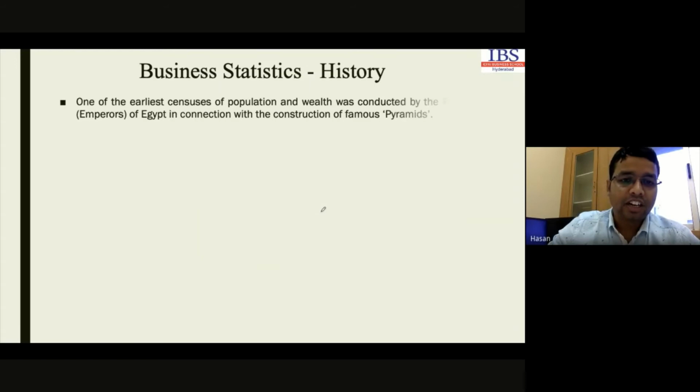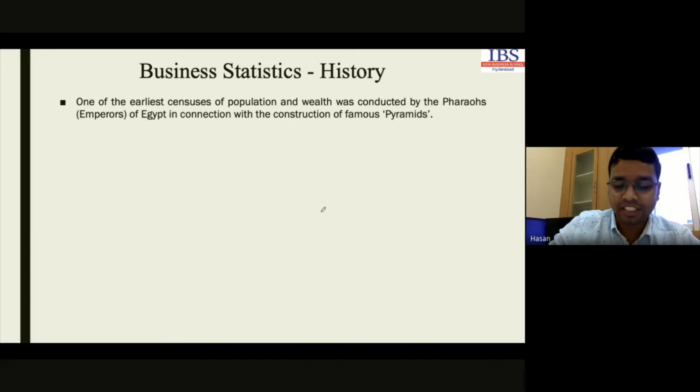So this is the concept, and how was this concept developed? It is history. First use was by the pharaohs. Why did the pharaohs first use it? He first initiated to build the famous pyramid, which exists till date. For pyramid construction, it requires huge manpower and wealth. That's why he started counting populations and the wealth of the country. This was done by the pharaohs for the first time.